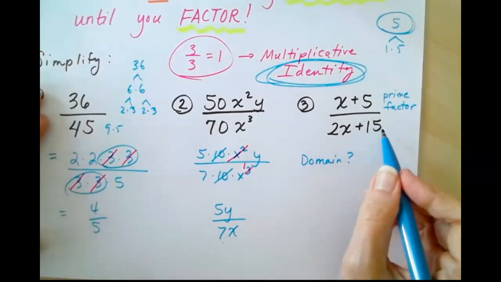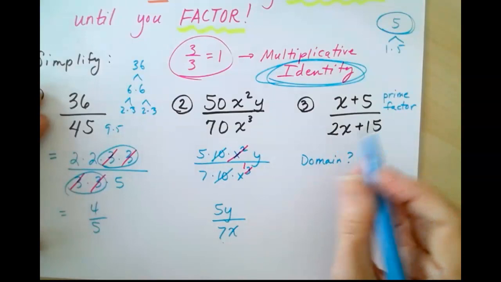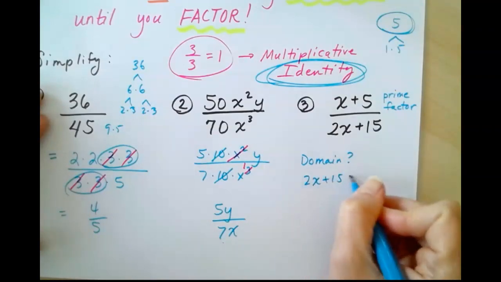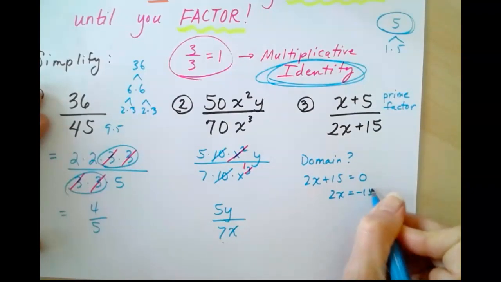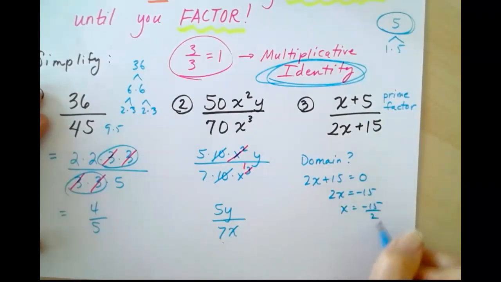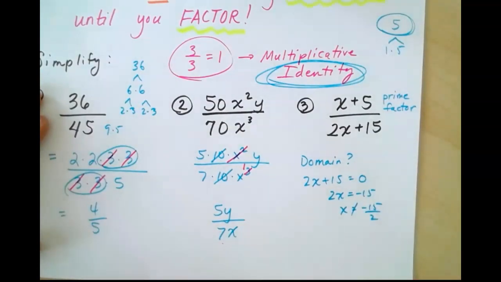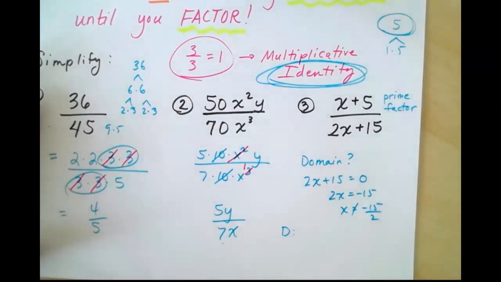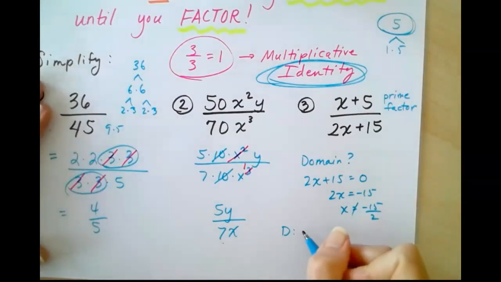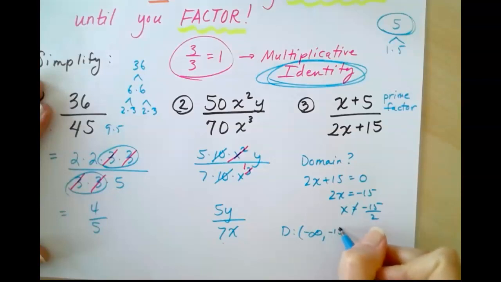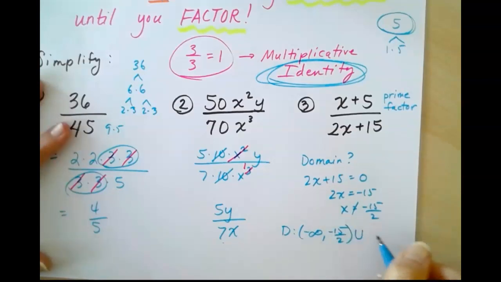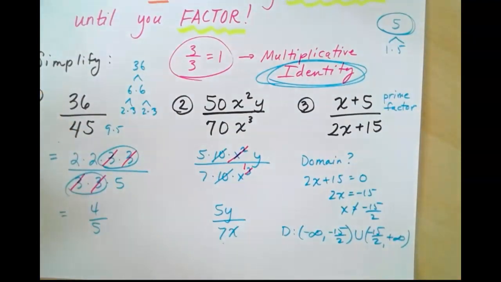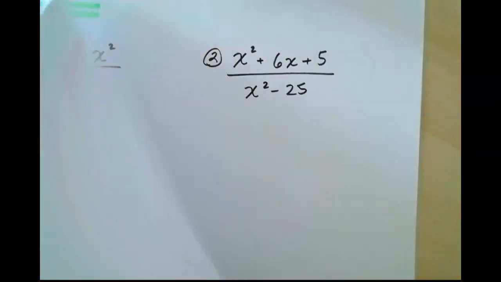In order to find the domain of a rational expression, you set that denominator equal to 0. 2x plus 15 equals 0, 2x equals negative 15, x equals negative 15 over 2. So x cannot equal negative 15 over 2. So the domain in interval notation would be all real numbers except negative 15 over 2. So that would be negative infinity to negative 15 over 2, or negative 15 over 2 to positive infinity. So that's just a little extra something for you.